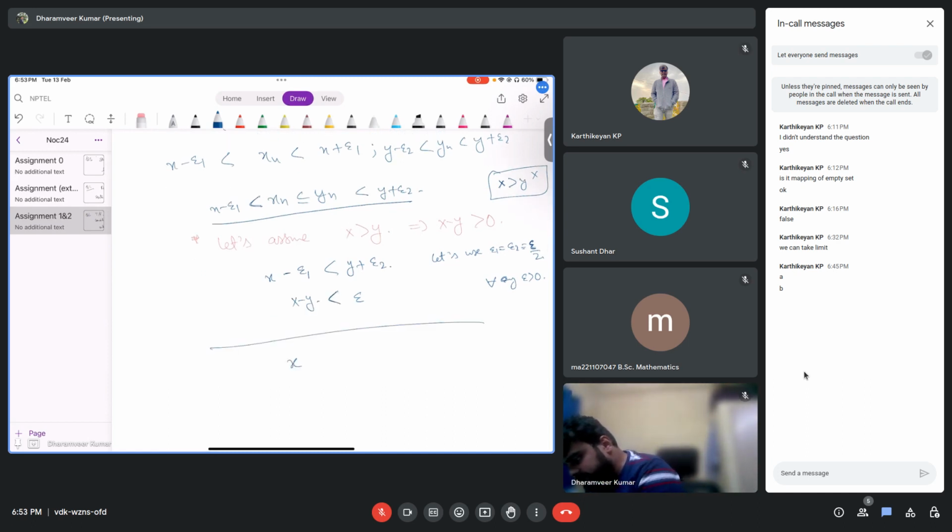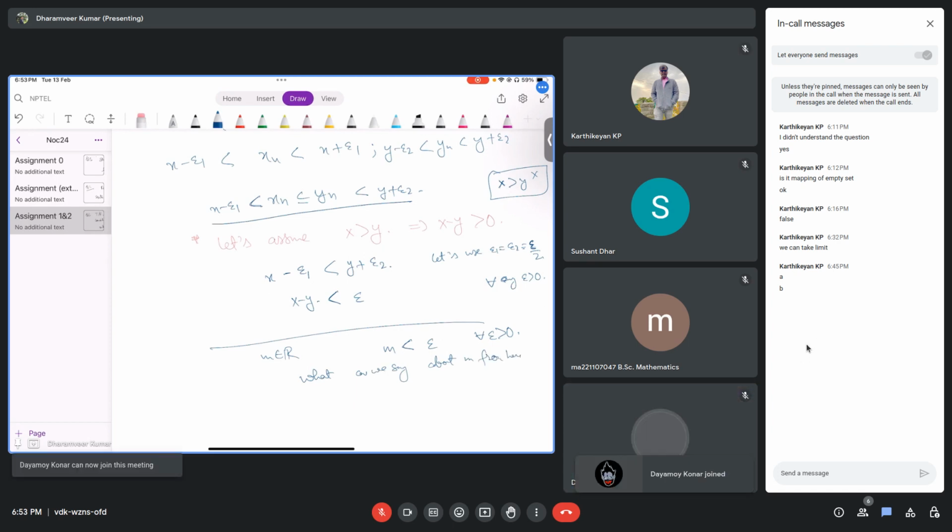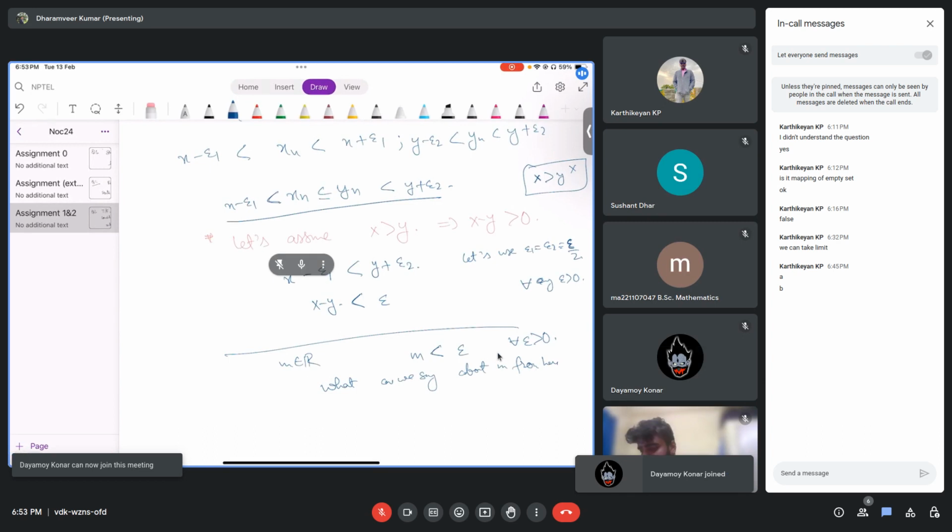If I say m is a real number and m is less than epsilon for every epsilon greater than 0, what can we say about m from here? A very classic question, just think about this.